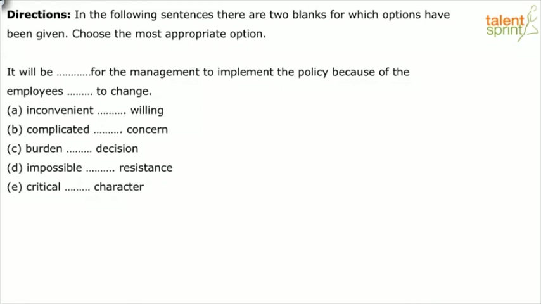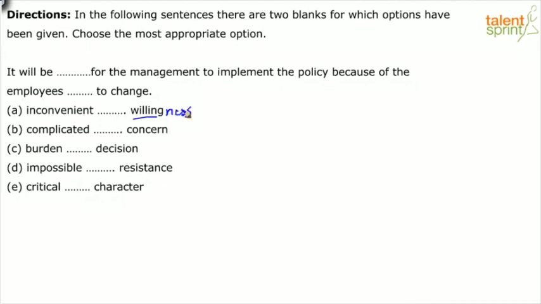Let's look at it. So it will be dash for the management to implement the policy because of the employees dash to change. So even if I say it will be, let's go option by option, right? If I say option A, it will be inconvenient for the management to implement the policy because of the employees willing to change, I need something else, right? For the second blank, willingness. The first word seems okay in the first blank, but the second blank, it's not in the right form, right? If I need to put the second word here, I need willingness.